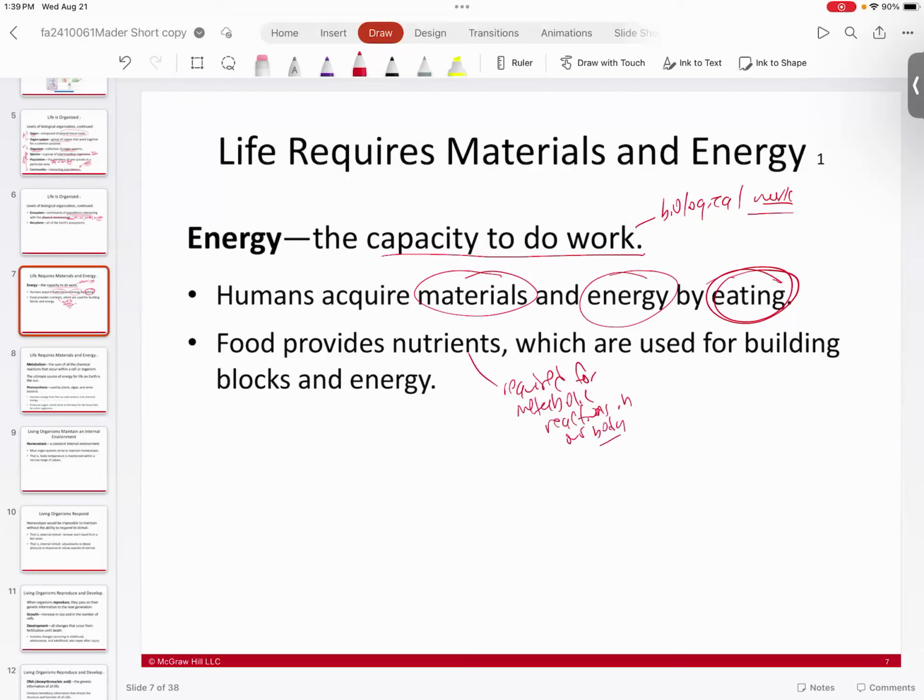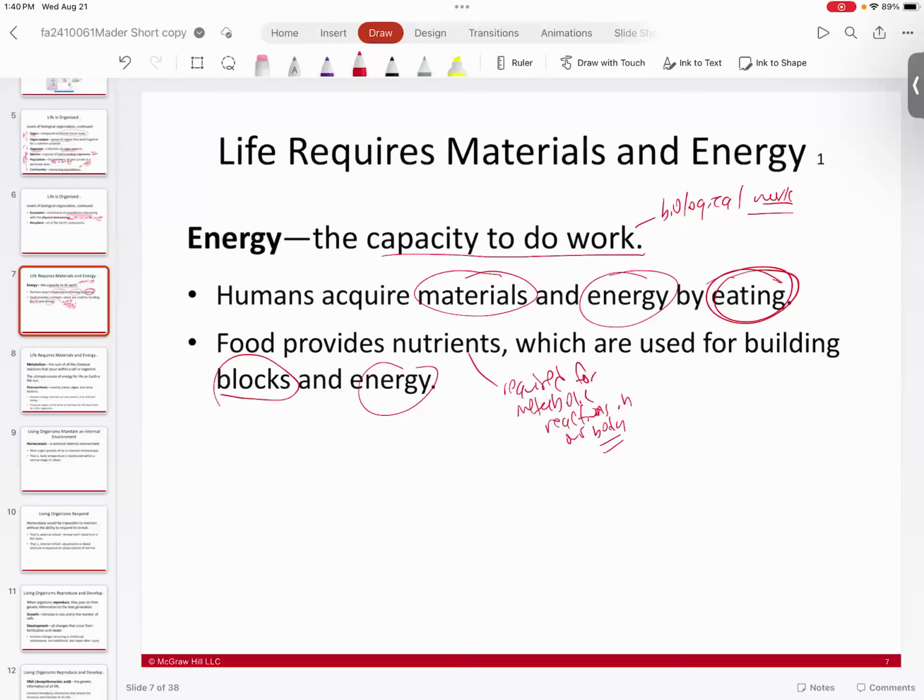In our body. And we also need the building blocks to build our body and the energy to fuel those reactions. Okay? So that's the reason why we eat. We don't eat because it tastes good. We eat because we need materials, we need energy, and we need nutrients to make our systems run.